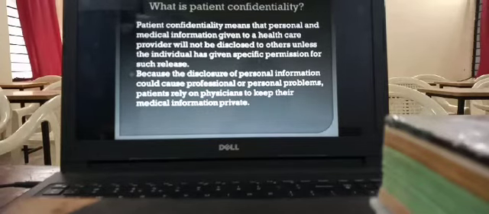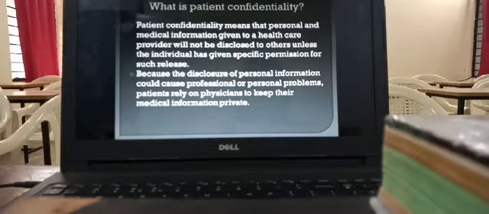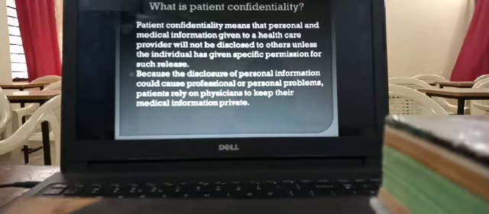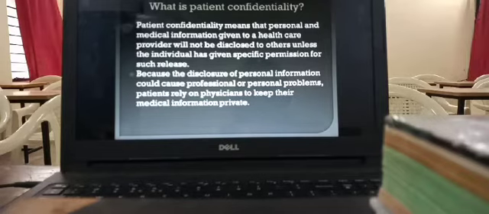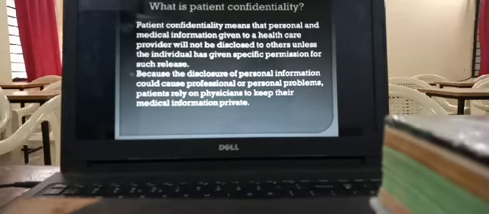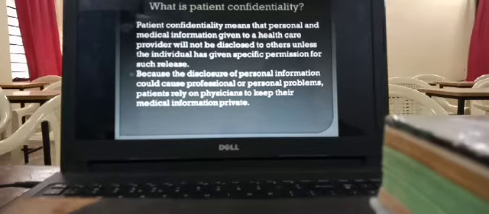Next, what is patient confidentiality? Patient confidentiality means that personal and medical information given to a healthcare provider will not be disclosed to others unless the individual has given specific permission for such release. Because the disclosure of personal information could cause professional or personal problems, patients rely on physicians to keep their medical information private.